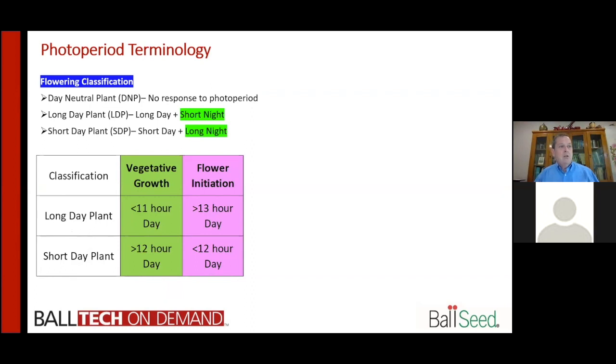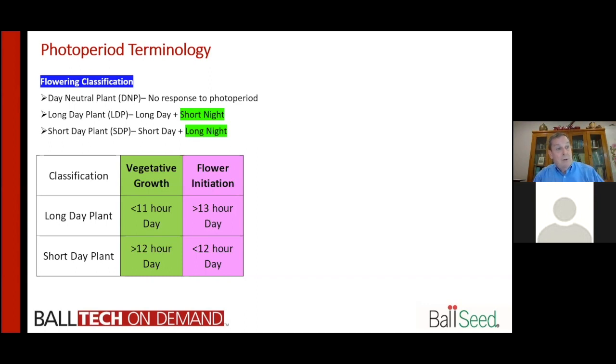To simplify this, a long day plant is vegetative when the days are less than 11 hours, and they flower when the days are longer than 13 hours. Well, what about 12 hours? Well, it kind of moves right around 12 hours is when things happen, but the most profound change in growth from vegetative to flowering occurs when that day length is less than 11, vegetative, and greater than 13, it's flowering. It's the long day plant.